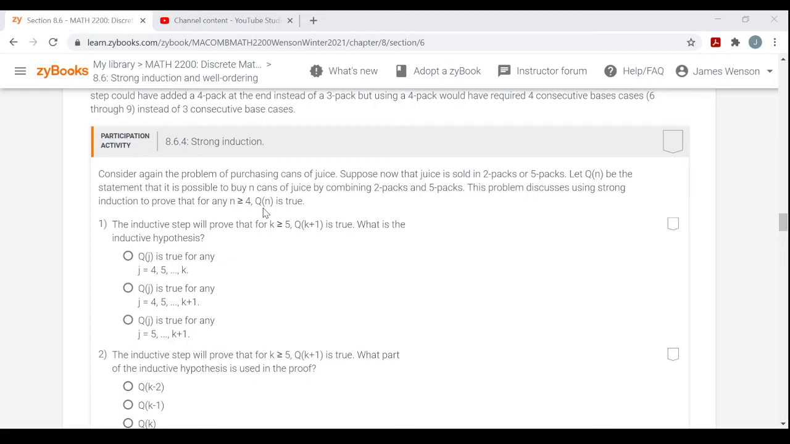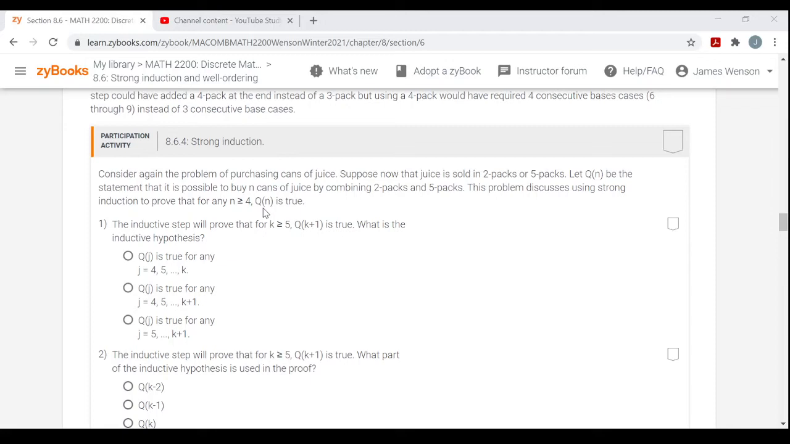All right, let's think about this. If I want it to be true for k plus 1, that means I want to be able to buy k plus 1 cans. But I only have 2-packs and 5-packs. Well, let's just use the 2-pack. So if I want to buy k plus 1 cans, I would have to be able to buy k minus 1 cans and then add a 2-pack.